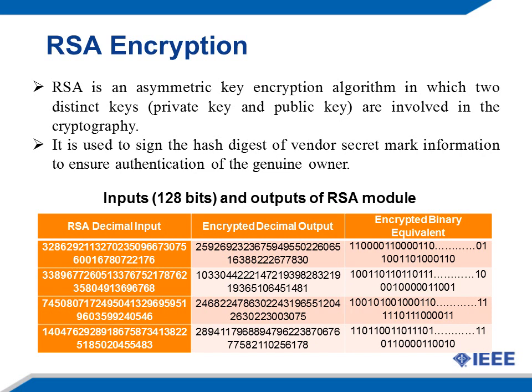As an example, you can see here the RSA decimal inputs. These are all 128 bit, and the corresponding encrypted decimal output is shown here, obtained using a certain private key, which is again around 128 bits or higher in size. The corresponding equivalent encrypted binary is also shown in the third column. There are 4 such decimal inputs to the RSA because we have divided the entire chunk of 512 bits into four 128-bit blocks.